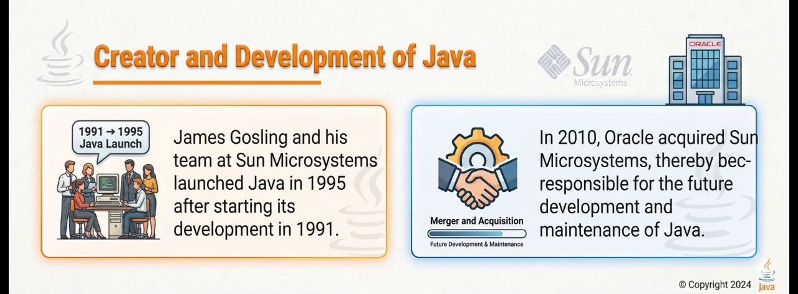In this slide we are going to see the creator and development of Java, its origin. Who created the Java language? James Gosling. He led the entire creation team, and they developed it at Sun Microsystems. Research began back in 1991, and they officially launched Java version 1 in 1995. Later Oracle bought Sun Microsystems in 2010. They took over all maintenance and still drive the Java updates.